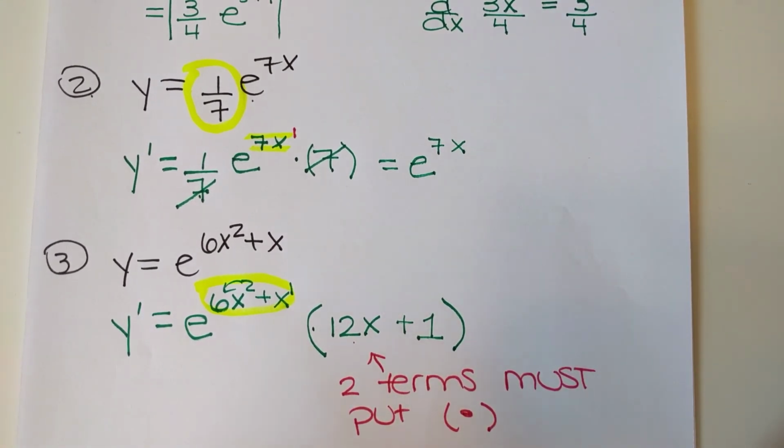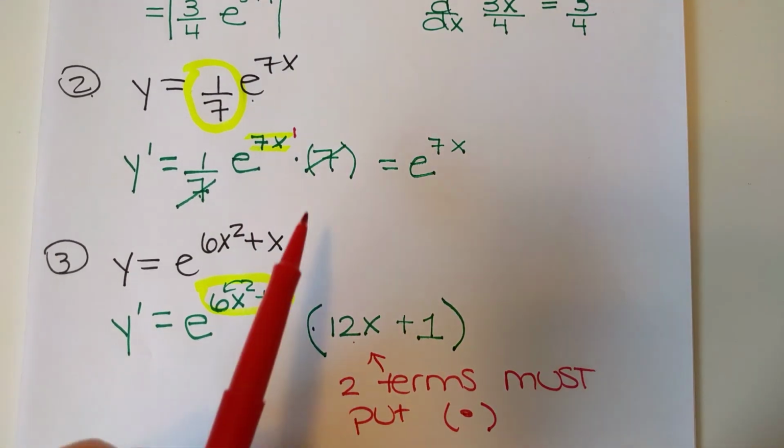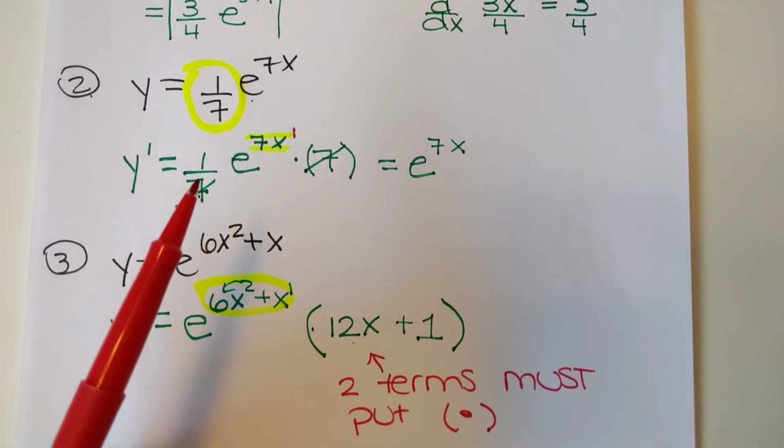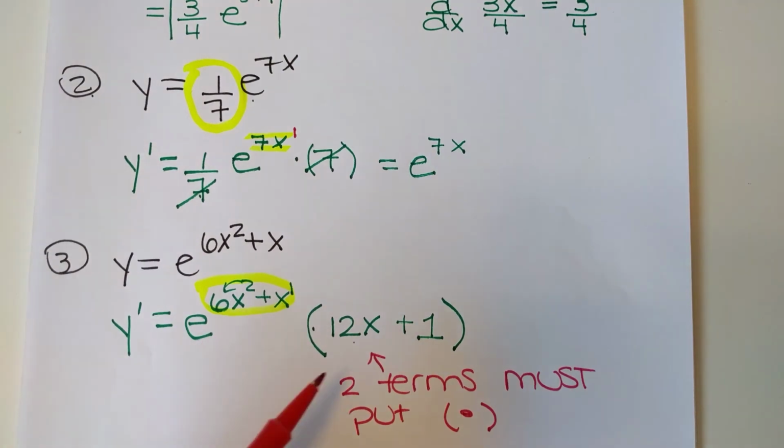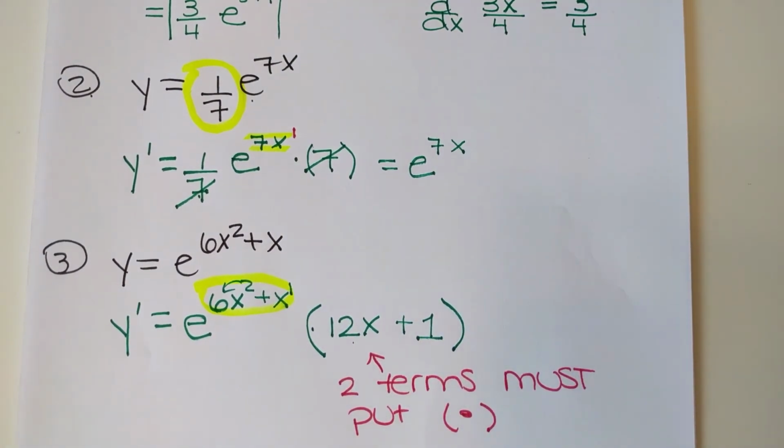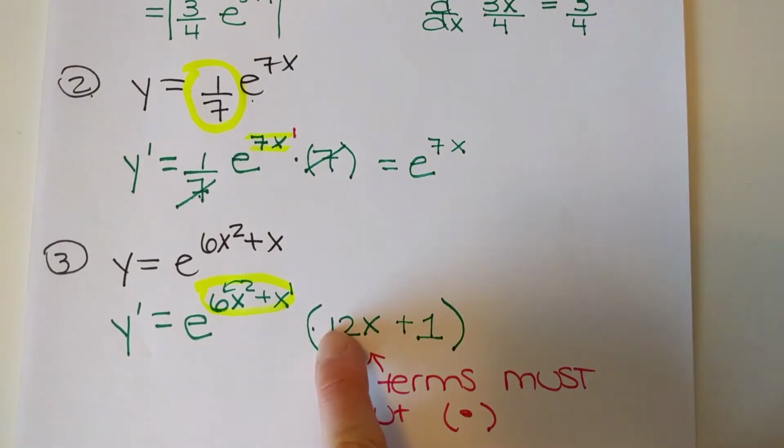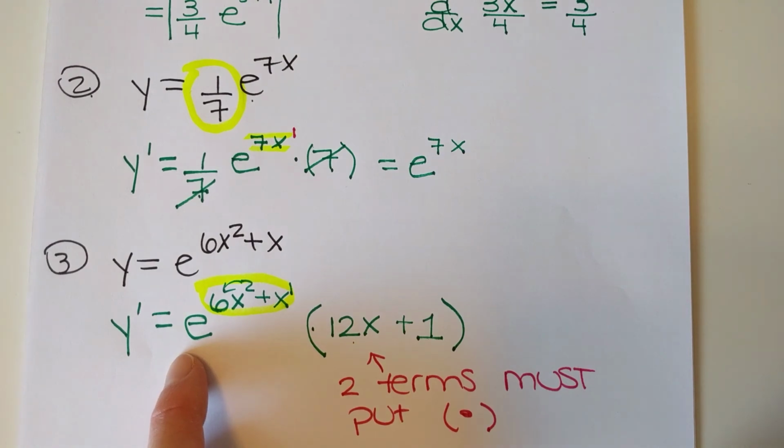So two terms, we must put the parentheses around them because of the distributing that we want to have happen. And again, if it was one term like here, I put the parentheses just for emphasis, but you could technically drop them. But with two terms or more, you must put the parentheses to show that all of this is getting multiplied by your e to a power.